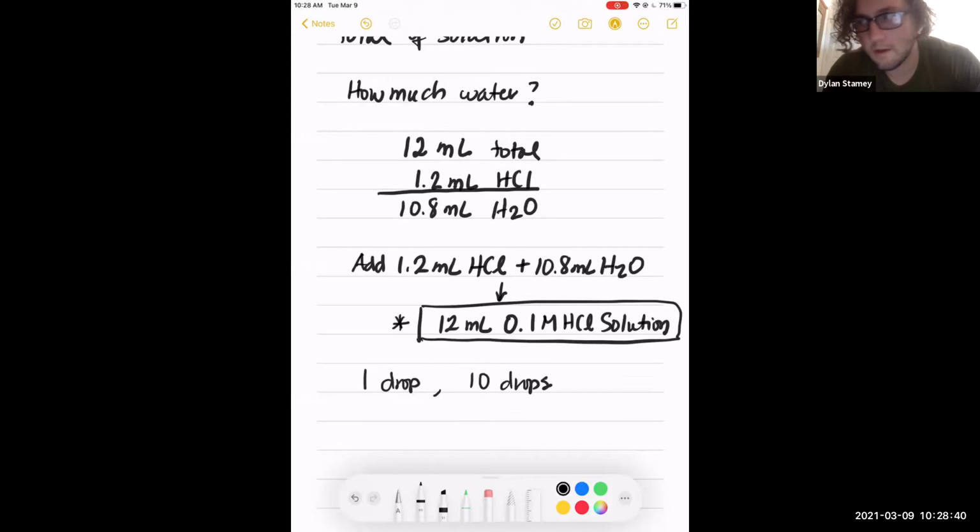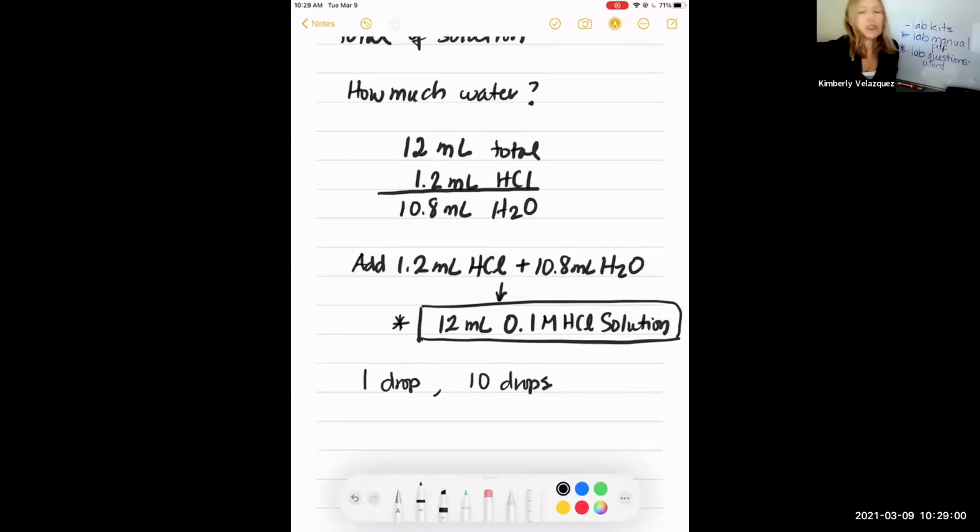So for the drops, pretty much we look on the bottle and see how much like the molarity of the solution is in the bottle. And then we just calculate it like that. Like, so we put how many drops based off the solution that it says on the bottle.